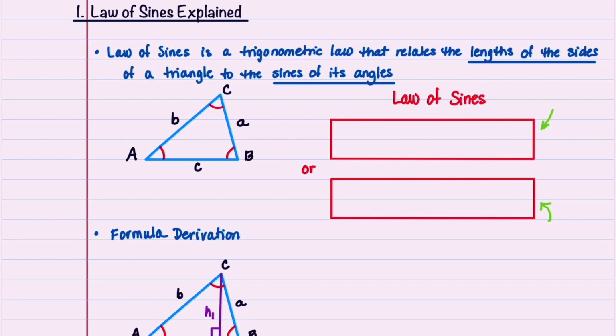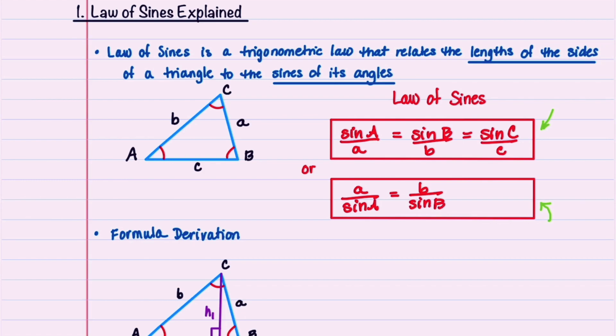The law of sines states that the sine of angle A divided by a, the length of the side opposite angle A, is equal to the sine of B divided by b, and that's equal to the sine of C divided by c. We can also write this as a divided by the sine of A is equal to b divided by the sine of B is equal to little c divided by the sine of our angle C.